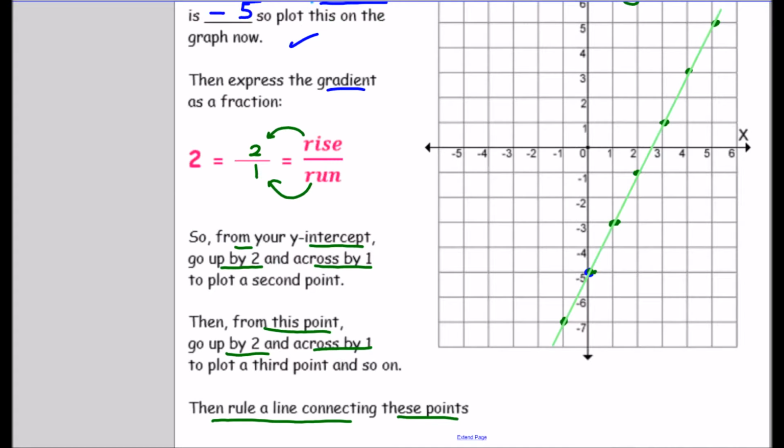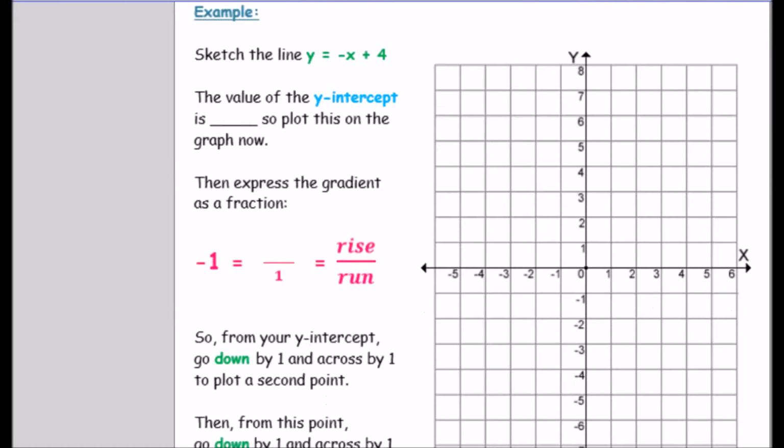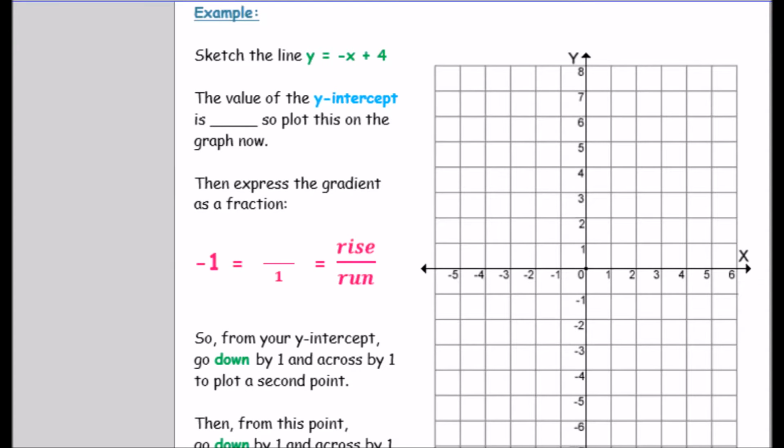That's pretty straightforward, but we might need another example to get the hang of it. Sketch the line y equals negative x plus 4. It's in gradient intercept form. So what's the y-intercept? It's the constant term. That's right, it's positive 4. So let's plot that y-intercept on the graph now. There's our 4, tick, done.